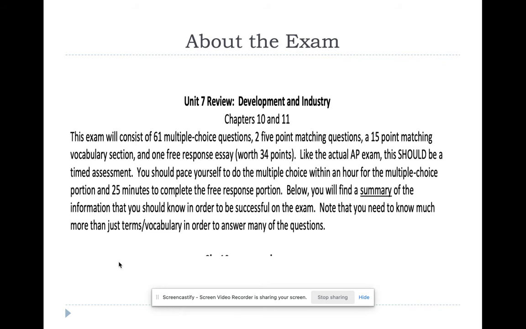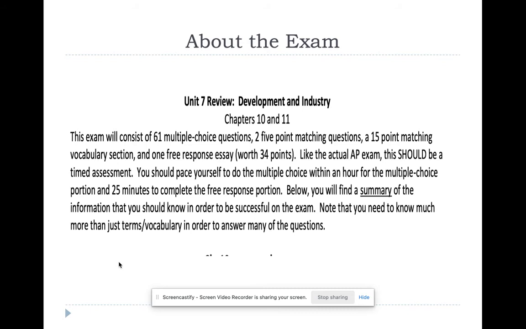This should be a timed assessment. You should pace yourself, and finish within an hour of the multiple choice section, and then 25 minutes to complete the free response, right? We're not holding you to that, but it's something that you should be doing for pacing for the AP exam, right?